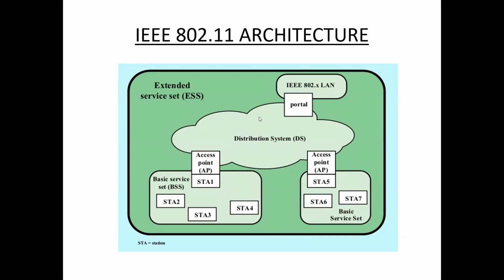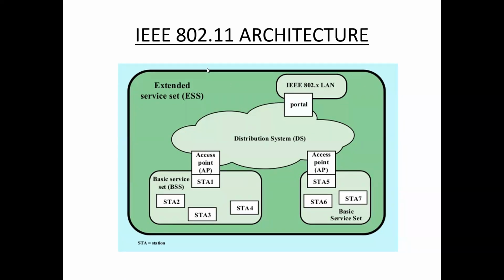So this is about IEEE 802.11 architecture, and there are two extra components here. Distribution system, it connects all access points in ESS. See, this distribution system connects this access point and this one, portal. And next, extended service set, it is a set of all connected BSS. See here, this BSS and this BSS.